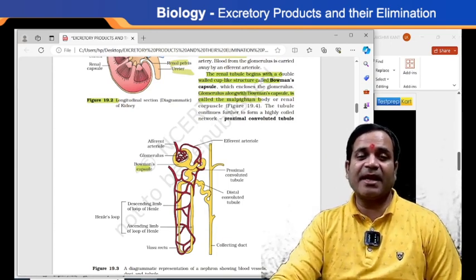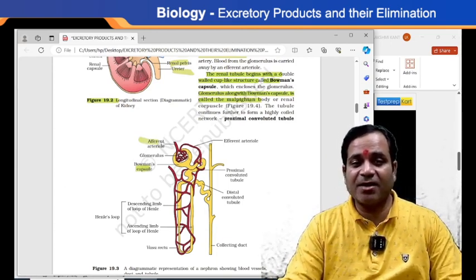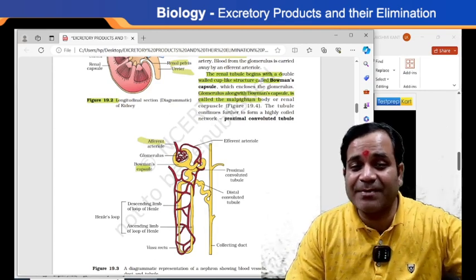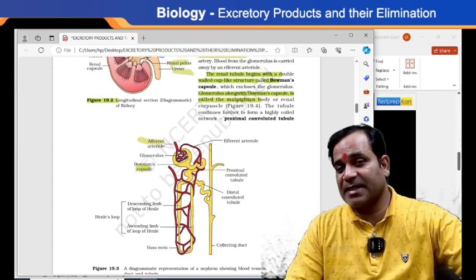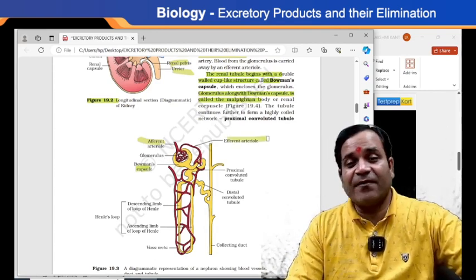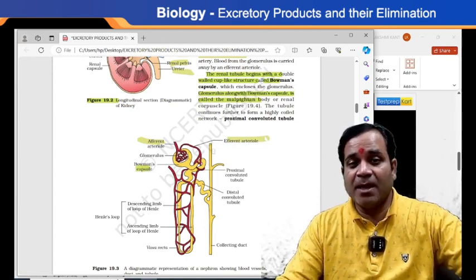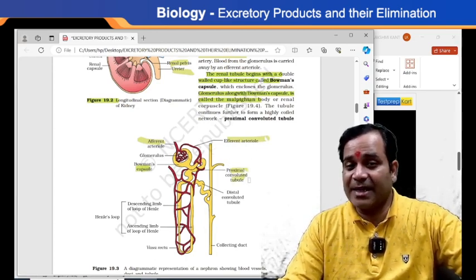So see this in the diagram of the nephron. The afferent arteriole, the glomerulus, which has a knot-like shape inside the Bowman's capsule. And this one is what? The efferent arteriole. Okay. So the proximal convoluted tubule is clear. The distal convoluted tubule is clear. Yes.